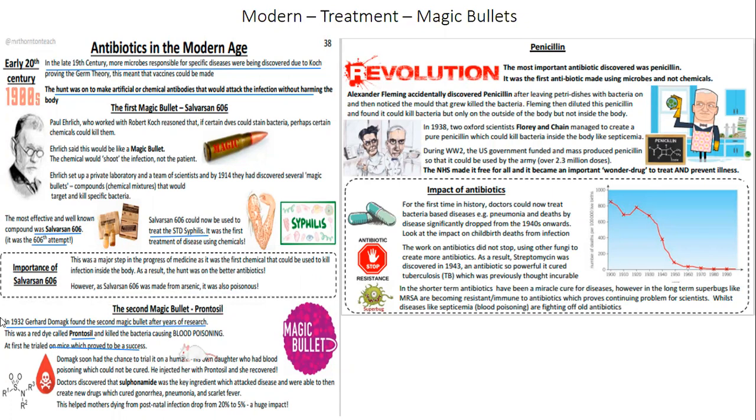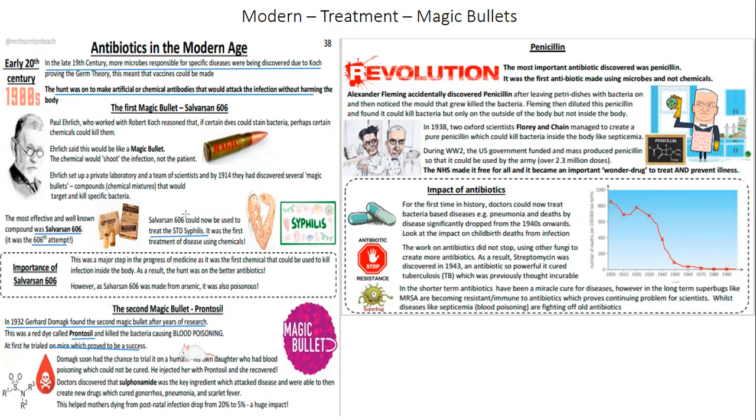After further development and further understanding, doctors discovered that sulfonamide was the key ingredient which attacked disease, and were able to then create new drugs which cured things like gonorrhea, pneumonia, and scarlet fever. And it helped mothers dying from postnatal infections. What that means is infection after giving birth, from 20% to 5%. It was a huge impact. So there are 2 chemical antibiotics.